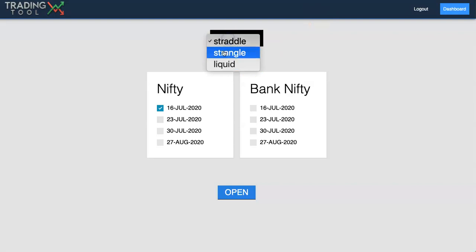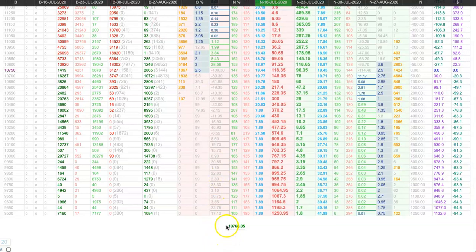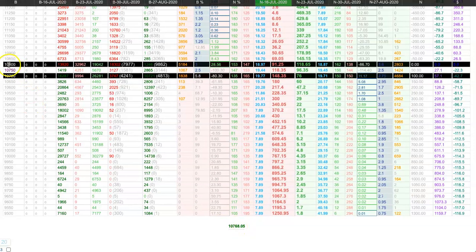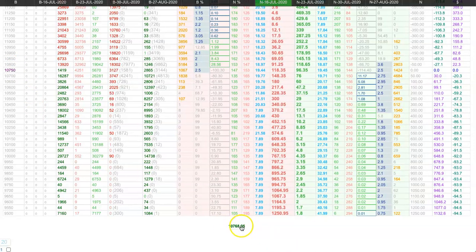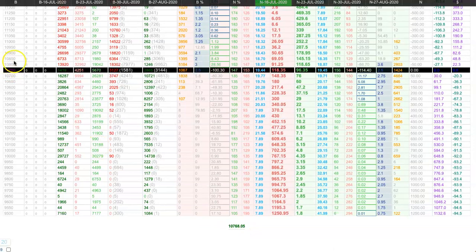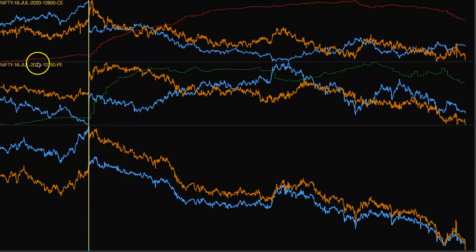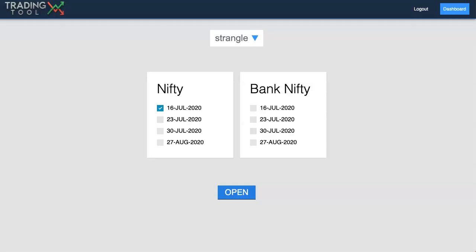Likewise, the same goes for the strangle chart. Strangle is nothing but the nearby strike price above the spot price and the nearby strike price below the spot price. So for 10,768, that is 10,800 above and 10,750 below. So this strangle chart will be opened like this, 10,800 CE and 10,750 PE. This is the strangle chart, and let me tell you what the liquid chart is.